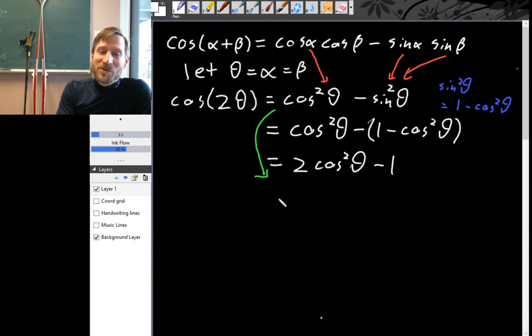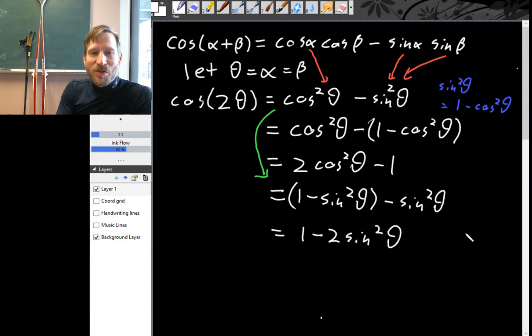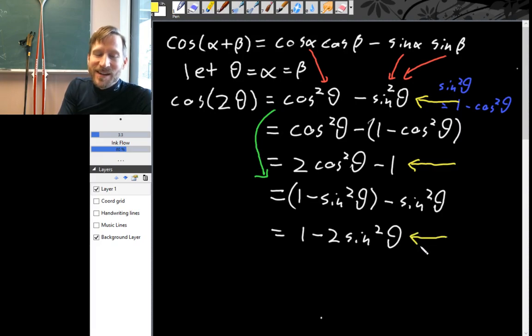Of course, backing up a little bit to this first version that we got, instead of replacing the sines with cosines, we could have replaced the cosines with sines. And that would give us, let's see, cosine squared theta is 1 minus sine squared theta. And then minus the sine squared theta that was there to begin with. And when you simplify this, you get 1 minus 2 sine squared theta. So here we get 3 flavors of the double angle formula for cosine. There's this first one with both cosine and sine in it. The second flavor has only cosine in it. And the third flavor has only sine in it.